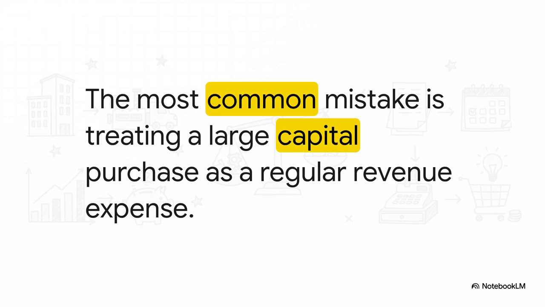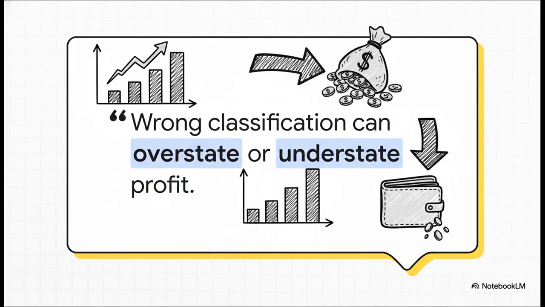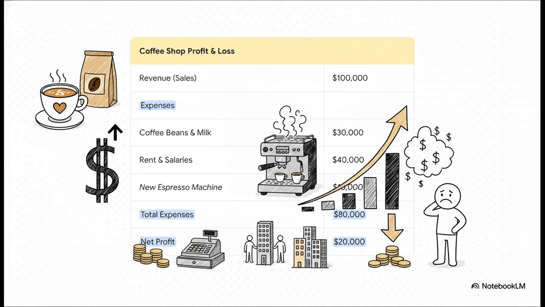I get it. It seems simpler in the moment, but it paints a really misleading and frankly dangerous picture of your business's health. And look, that's not just my take. It's a fundamental rule of accounting. Getting this wrong isn't some small clerical error. A wrong classification will completely distort your profit, making your business look way worse or sometimes way better than it actually is. Let's see this in action with some simple numbers.